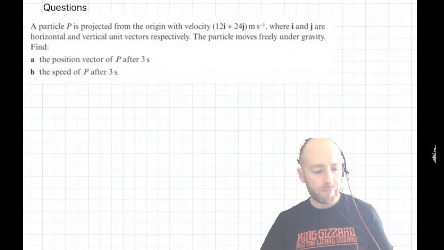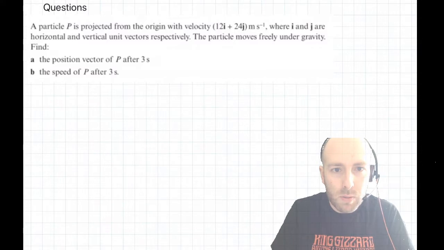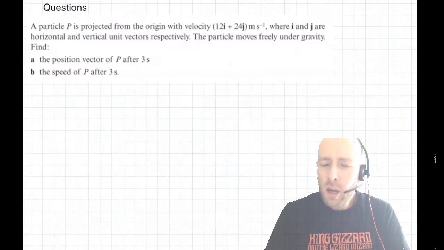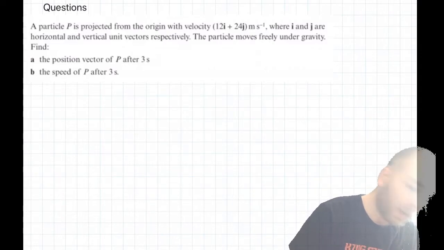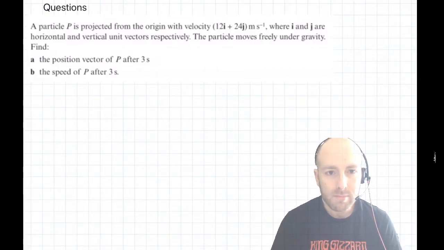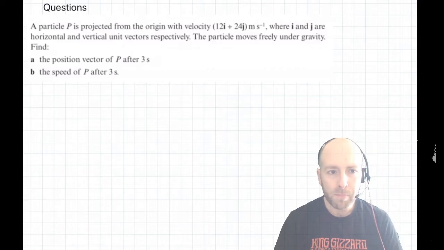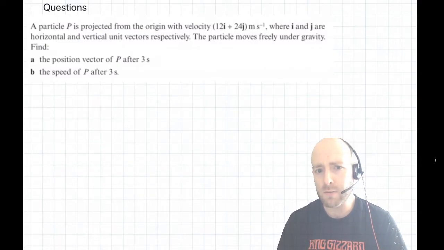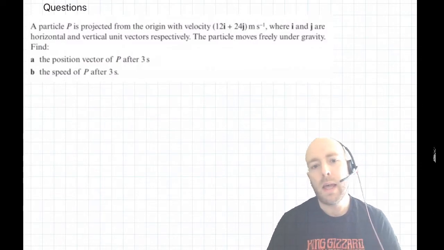So, first question. A particle is projected from the origin with velocity 12i + 24j, where i and j are horizontal and vertical unit vectors respectively. Cool, so we've got to do this in vector form. The particle moves freely under gravity. All that ever means is it's falling. Find the position of P after 3 seconds. So that's the actual position in terms of x and y. And find the speed after 3 seconds. That's a bit more difficult. We want to find the final velocity and find its magnitude.